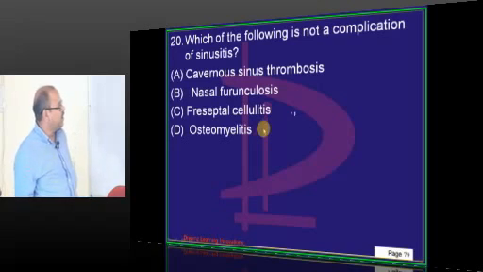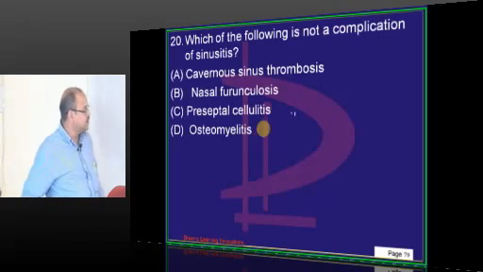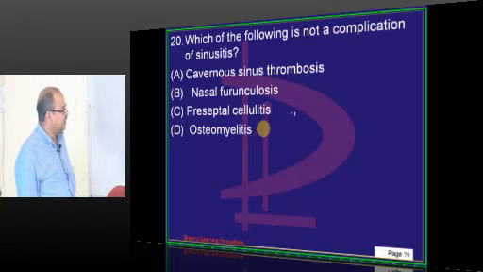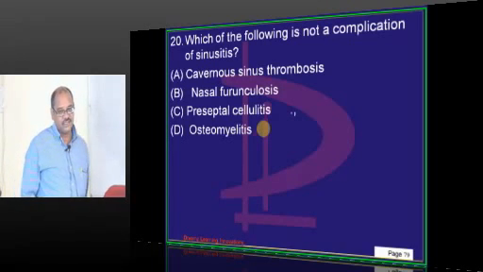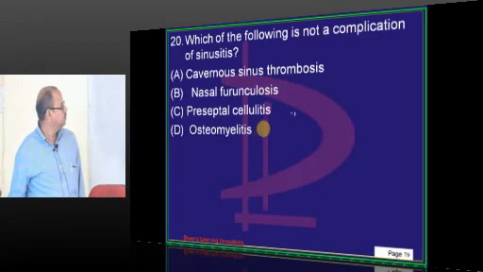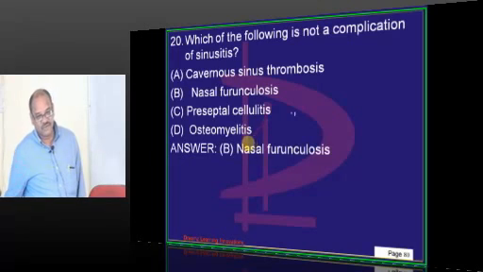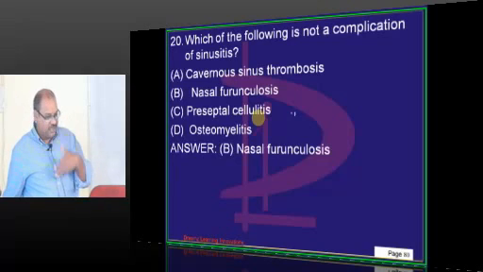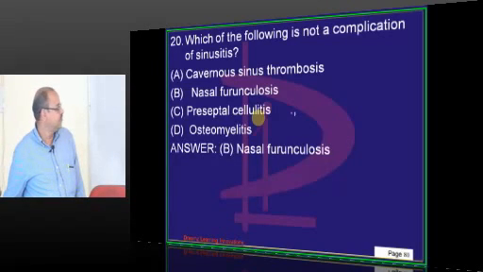Which of the following is not a complication of sinusitis? Cavernous sinus thrombosis, nasal pharyngitis, preseptal cellulitis, osteomyelitis. Any guess? Why? Nasopharyngitis: it is a hair bearing area, usually it is seen limited to the anterior part of the nose.